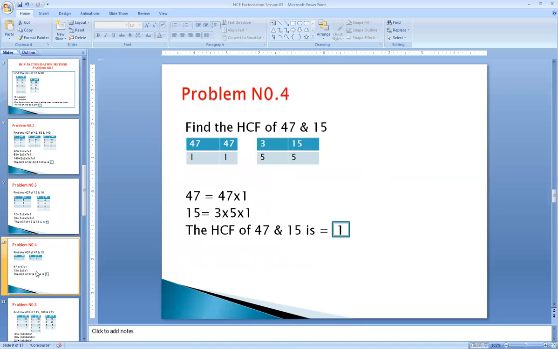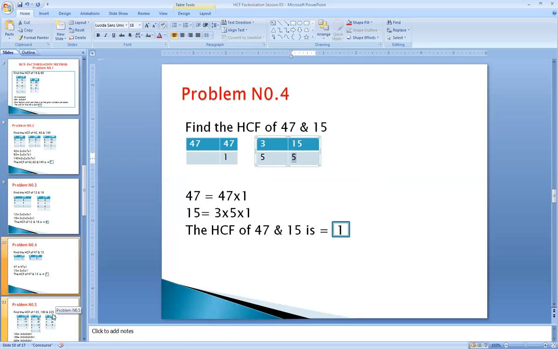The next one we'll see in problem number 4, that is, find the HCF of 47 and 50. 47 ones are 47. Again 50 will be divided: 2 25s are, 5 5s are, again 5 1s are. So the factors for 47 are 47 into 1. For 50 it is 2 into 5 into 5 into 1. We can see very easily that 47 is not repeated, 2 is not repeated, 5 is not repeated, but we can take 1 in both the cases. Therefore we can say that 1 will be the HCF for 47 and 50.